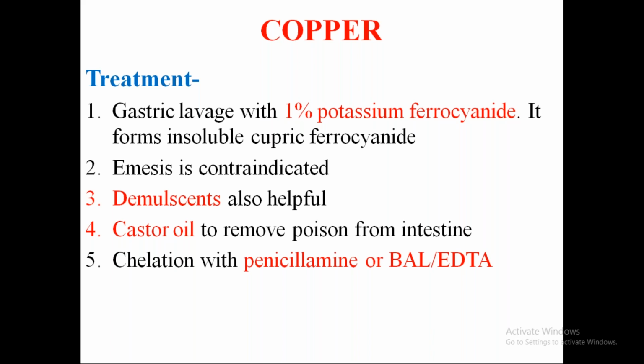Castor oil to remove poison from the intestine can be used, and then chelation therapy is with penicillamine or BAL or EDTA. So for copper, we use penicillamine as an antidote primarily, and other things are BAL and EDTA. So gastric lavage with 1% potassium ferrocyanide, leading to formation of insoluble cupric ferrocyanide, and then we will remove this cupric ferrocyanide by gastric lavage. Emesis is contraindicated. Demulcents and castor oil can be used, and chelation therapy is with penicillamine or BAL or EDTA.